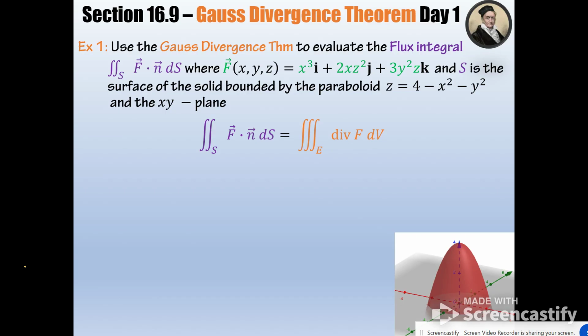So instead of doing the surface integral, I'm going to do the triple integral of divergence. And remember, divergence is just a dot product of the partials. So the divergence of my force field F is the partial of x cubed with respect to x, the partial of 2xz squared with respect to y, and the partial of 3y squared z with respect to z.